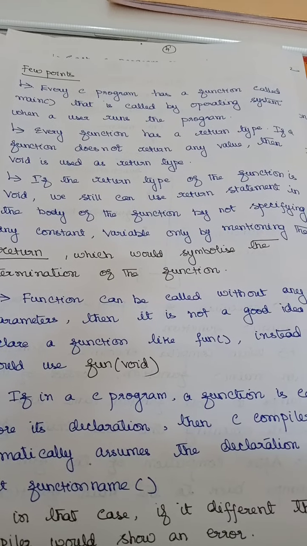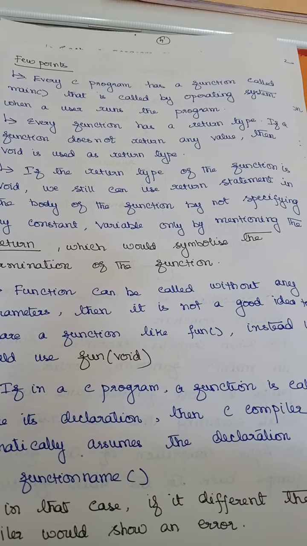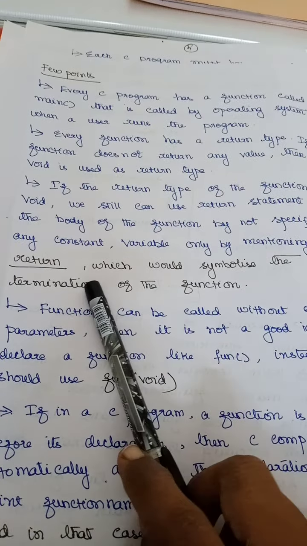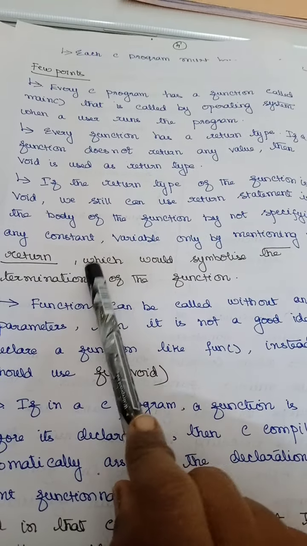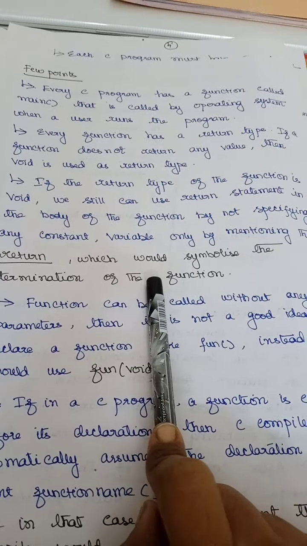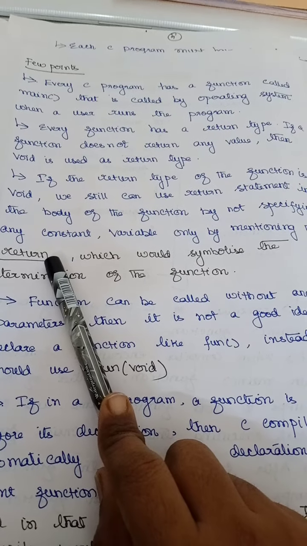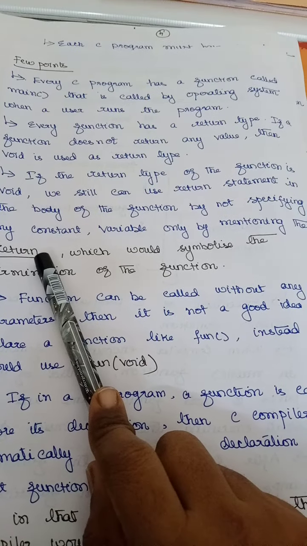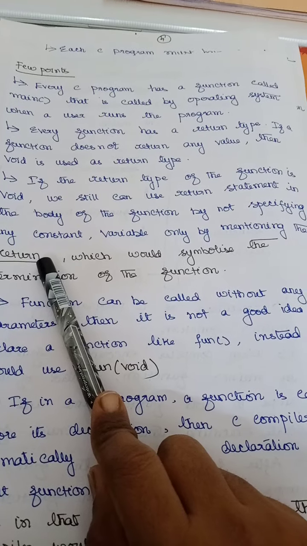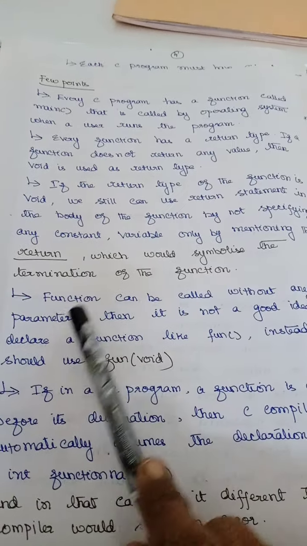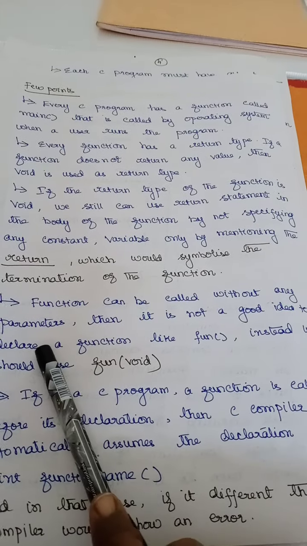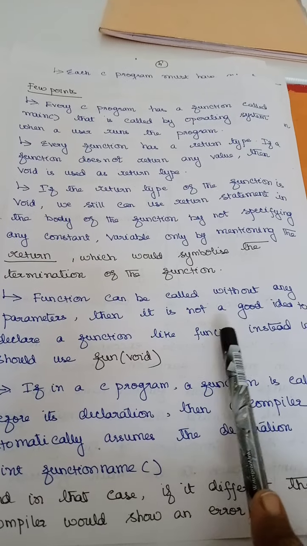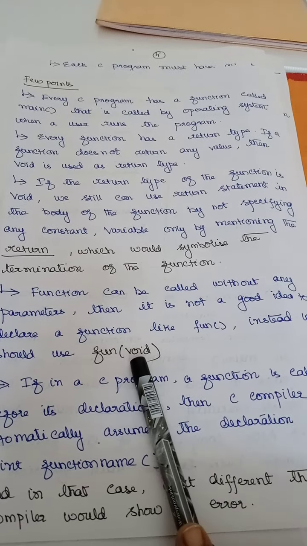So if the return type of the function is void, still you can use the return statement, that is what is given here, right? And return is nothing but a termination of the function. Even if you are not writing return, it will just give you a warning, but it is better to use return. Even if the function is not returning any value, it is advisable to use the return statement. And the function can be called without any parameters, right? That means it is not accepting any parameters here. It is empty here. In that case, you need to write void.